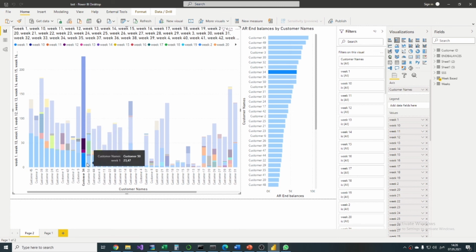The highest amount, customer 34, has a net loss of 6,000, but the loss is high because of the high portion of this end balance. So this is how to represent accounts receivable control by aging, and I hope this is useful for your daily control systems and accounts receivable management. Thanks for watching.